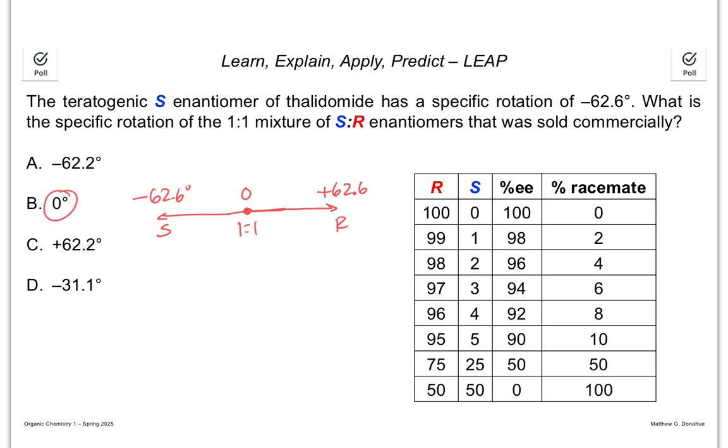So it's B, it's 0. So the pure S is negative 62.6. The pure R is positive 62.6. If you have a 1-to-1 mixture, the R cancels out all of the S, so that gives you 0.